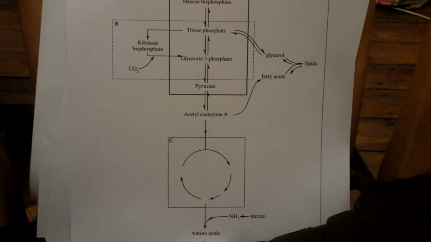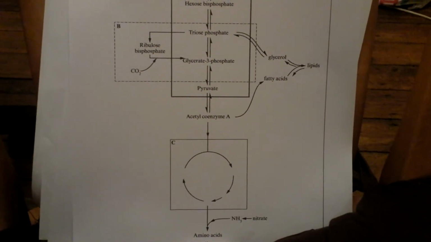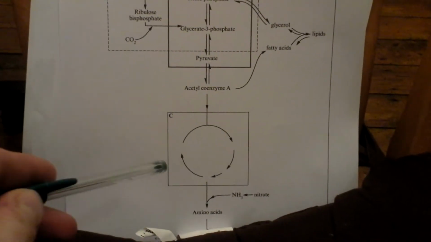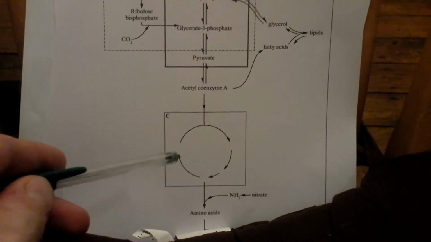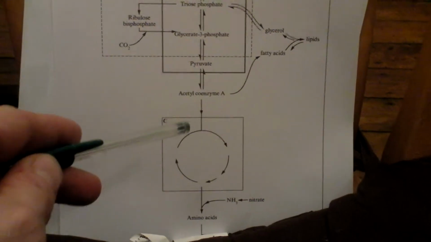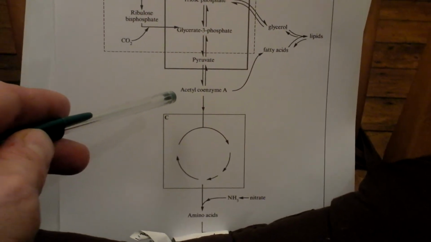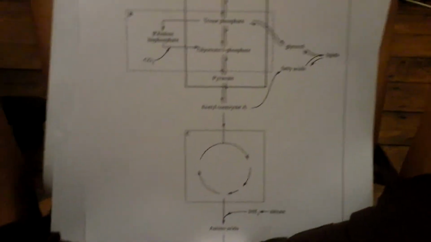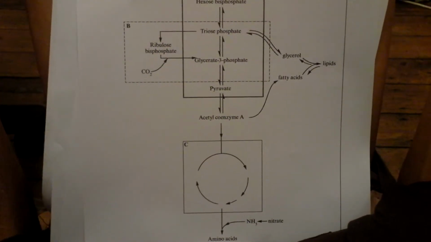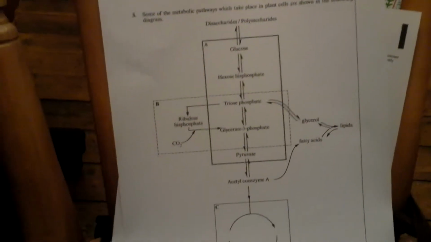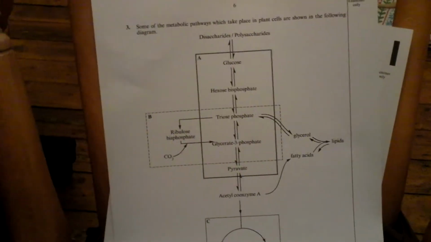Down at the bottom we've got yet another cycle, and not much information actually in the cycle there, but a big clue in what's going in. So what's going in? Acetyl coenzyme A, and you only know one cycle where acetyl coenzyme A actually goes in. So hopefully you'll be able to figure out what's going on there. So you've identified the cycles.